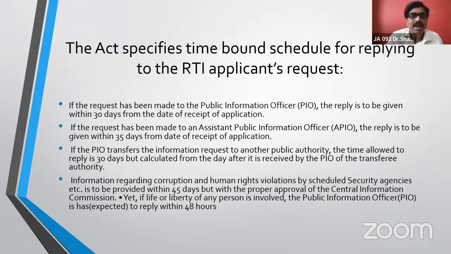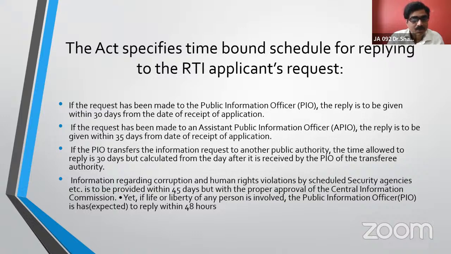The Act specifies the time bound as well as the schedule for replying to the RTI applicant's request. If the request has been made to the Public Information Officer, the reply is to be given within 30 days from the date of receipt of the application. So a minimum of 30 days will be given. If the request has been made to the Assistant Public Information Officer, the reply is to be given within 35 days from the date of receipt of the application.